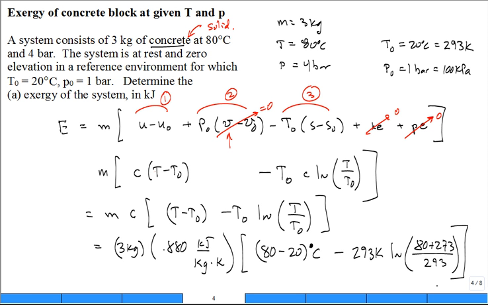Okay. I'll always get a question like this: Professor, I'd like to cancel these units, but how can I cancel a degree C with a degree Kelvin? The temperature difference is precisely the same. The size of 1 degree C temperature change is exactly 1 degree K temperature change. That's why you can cancel them. It's a temperature change. Okay?